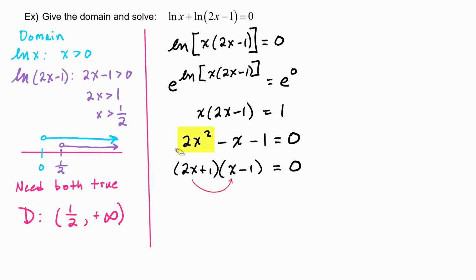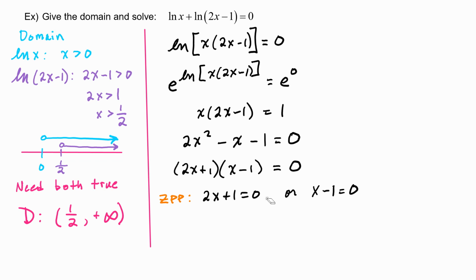2x times x is 2x squared. A negative 2x plus x gives us a negative x. And 1 times negative 1 gives us negative 1. Now, by the zero product property, we have to take each of the factors in this product and set it to 0. So we have 2x plus 1 is equal to 0, or x minus 1 is equal to 0.